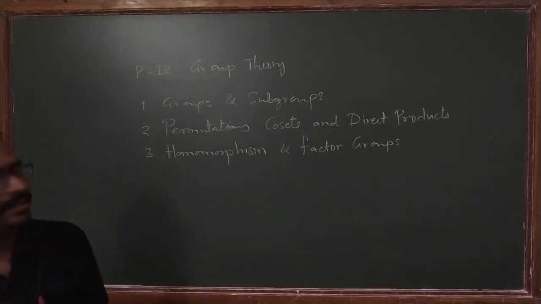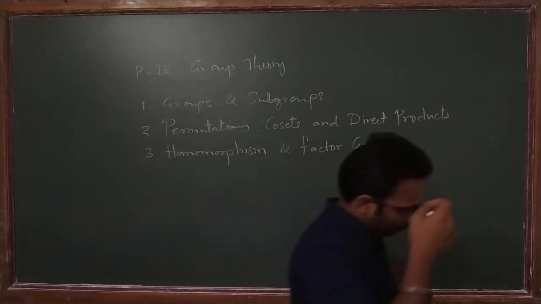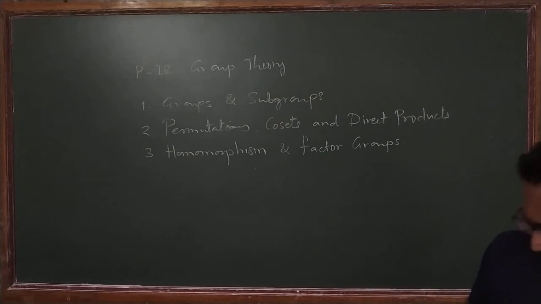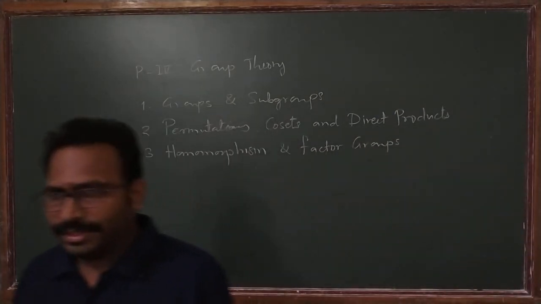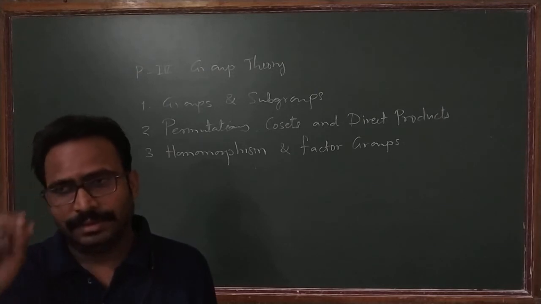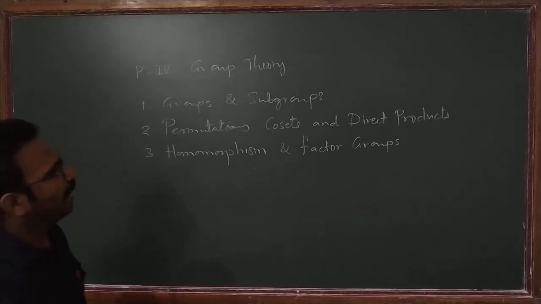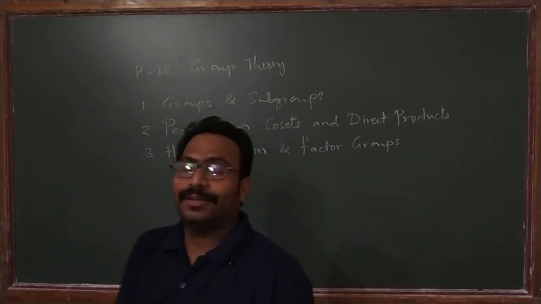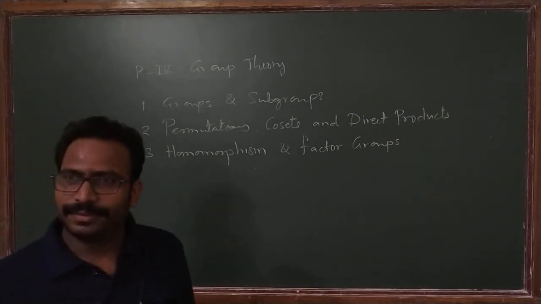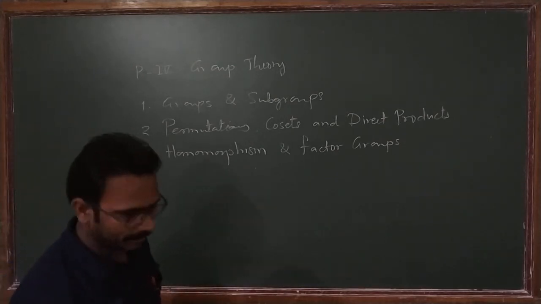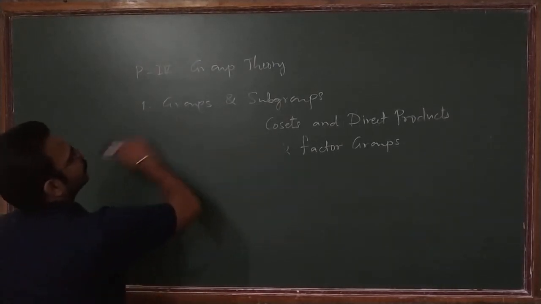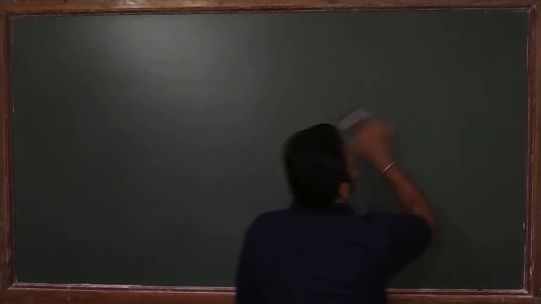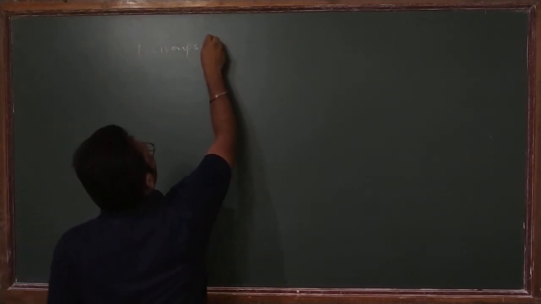So we have to study all the 3 chapters. Group theory is the simplest mathematical structure, and the study of group theory is, you can say, a starting point of studying algebraic structures. So let us start our first chapter, groups and subgroups.